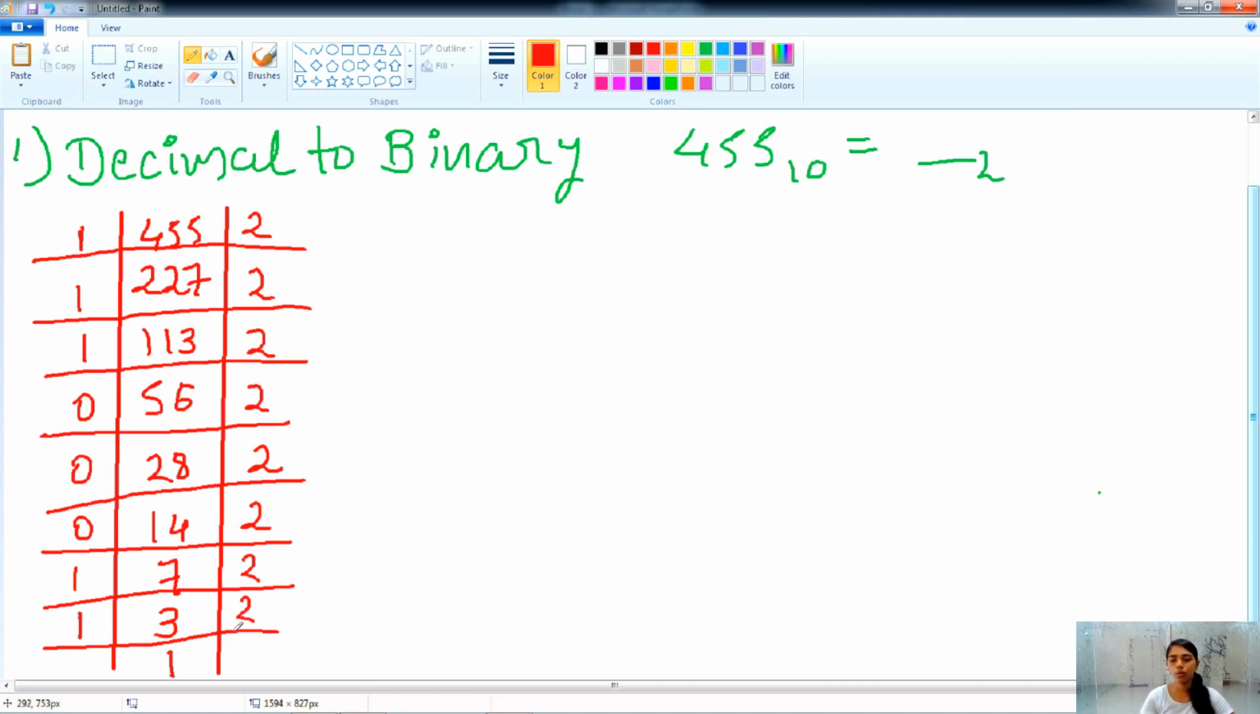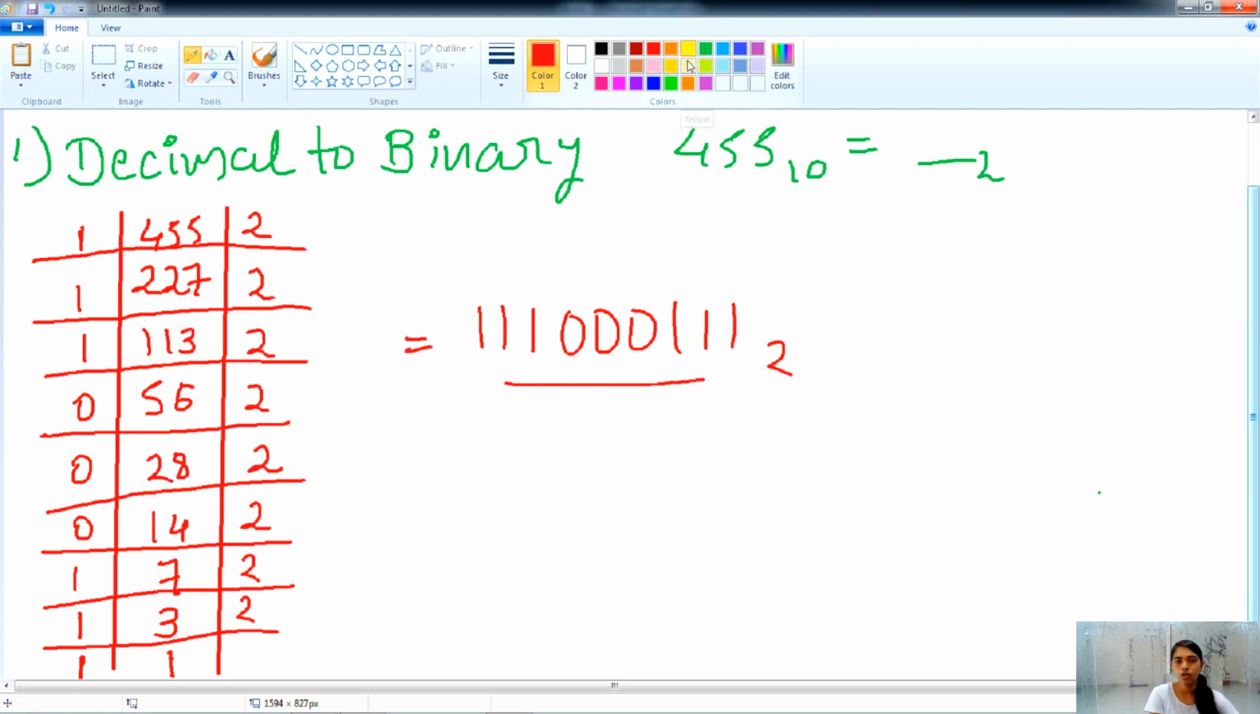Now here the 1 is less than 2, so obviously we can't divide this 1 by 2, so that's why we would write this 1 directly here. And this is our answer. All these remainders are our answer. We would write these remainders from bottom to top. That would be 1, 1, 1, 0, 0, 0, 1, 1, 1 base 2. So this is our answer. Again I am repeating, we have to write from bottom to top.